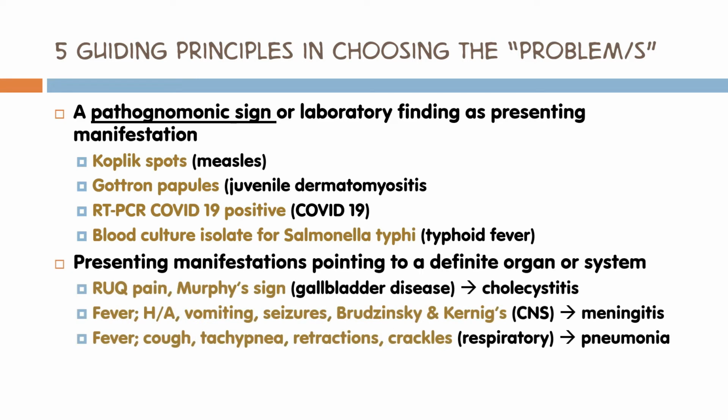Or can the signs and symptoms be combined and refer to a particular organ or system, like the combination of right upper quadrant pain and Murphy's sign, pointing to a gallbladder disease and most likely later the diagnosis of cholecystitis? Or cough, tachypnea, retractions, and crackles? The most likely diagnosis is a respiratory disorder, possibly a pneumonia.